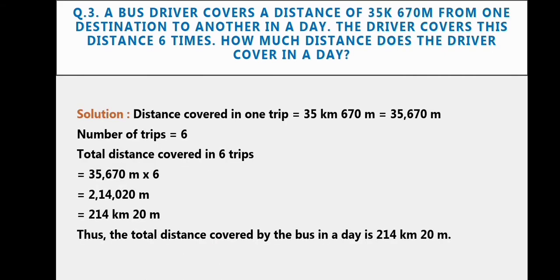Let's see the solution. Distance covered in one trip is equal to 35 kilometer 670 meter, that is equal to 35,670 meter. Number of trips 6. Total distance covered in 6 trips is equal to 35,670 meter into 6. The product will come 2,14,020 meter. That is equal to 214 kilometer and 20 meter. Thus, the total distance covered by the bus in a day is 214 kilometer and 20 meter.